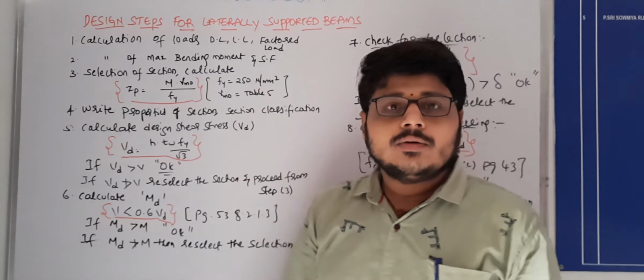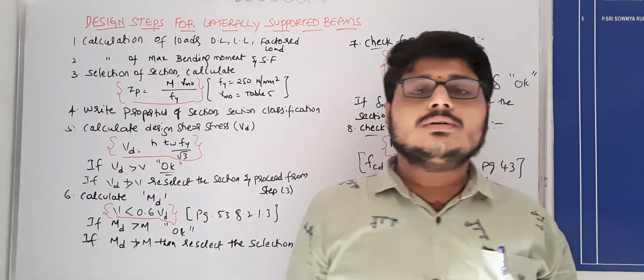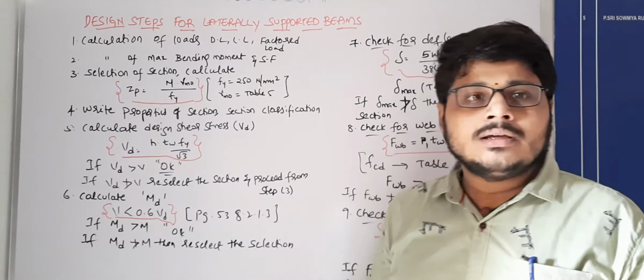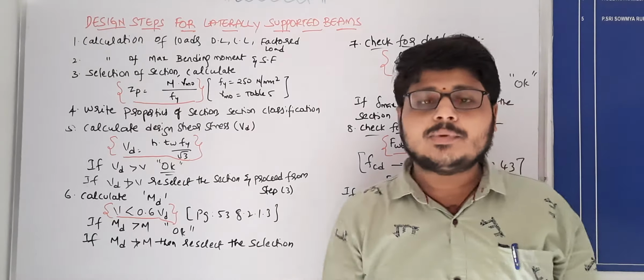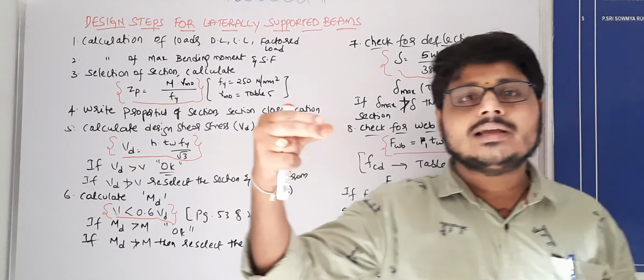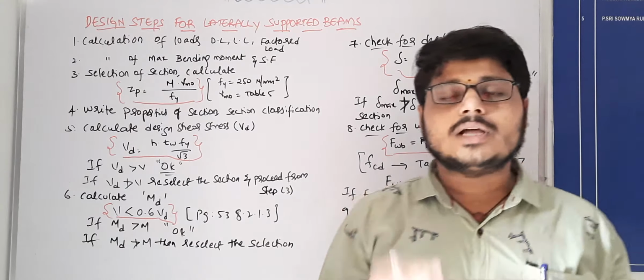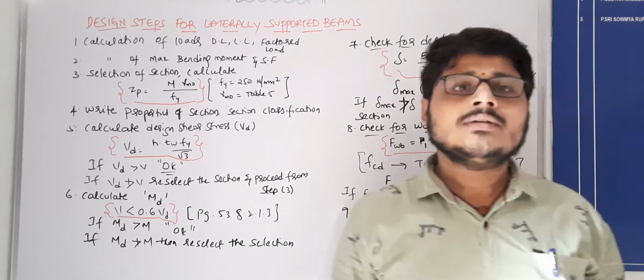Yesterday we discussed the introduction to the beams chapter. In that chapter there are three types: laterally supported, laterally unsupported, and built-up beams. Laterally supported means the supports are restrained at the compression flanges. Laterally unsupported means the opposite: the supports are not restrained at the compression flanges.